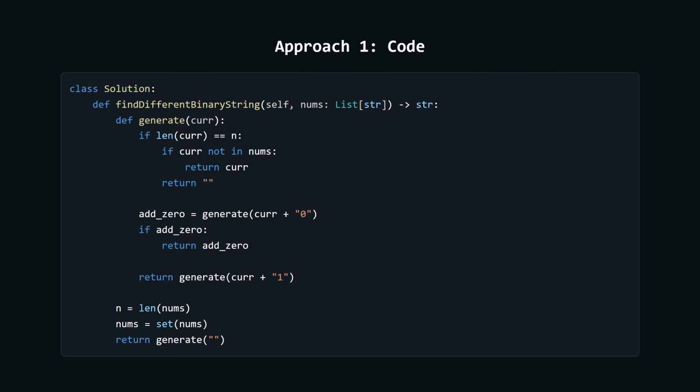We have an inner function called generate that builds our string. When the string reaches our target length n, it checks our set. If it's missing, we return it. Otherwise, we backtrack and try the next possibility. Don't worry if recursion is tricky to visualize, we will trace it in a second.